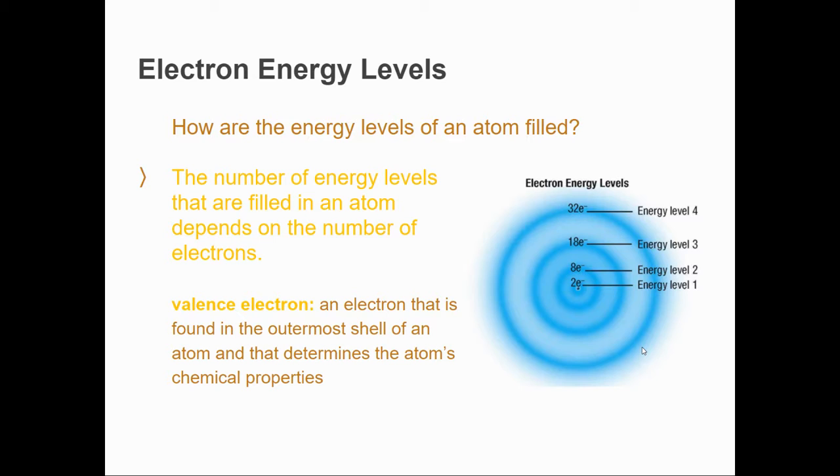All right, so how are the energy levels in an atom filled? The number of energy levels that are filled in an atom depends on the number of electrons. Valence electrons are the electrons on the outermost orbital of the atom, and they are what control the reactivity of the atom.